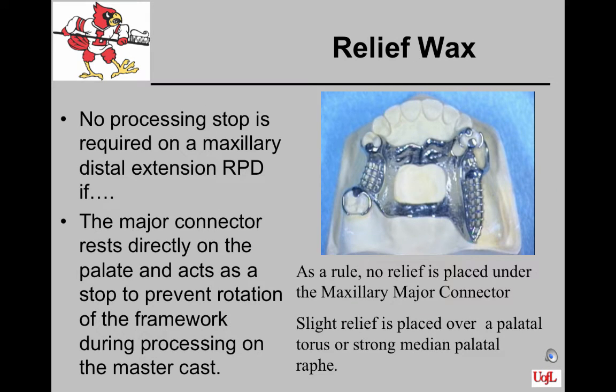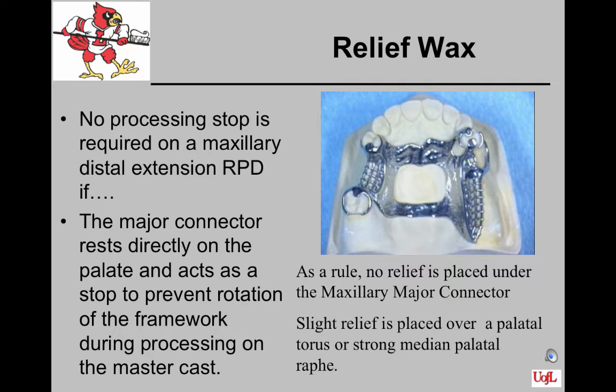As a rule, no relief is placed under the maxillary major connector, and slight relief may be placed over a palatal torus or a strong median palatal raphe. No processing stop is required on the maxillary distal extension RPD if an anterior posterior palatal strap or a palatal plate major connector is present, because the major connector rests directly on the palate and it acts as a stop to prevent rotation of the framework during processing of acrylic on the master cast or its duplicate.